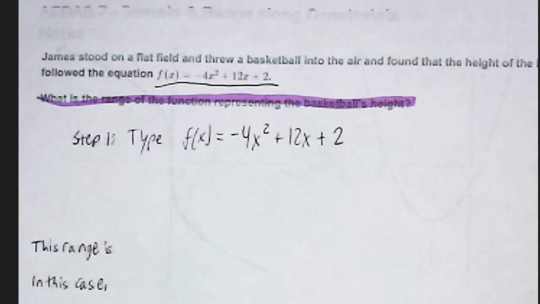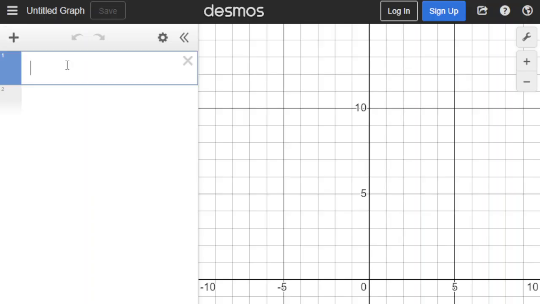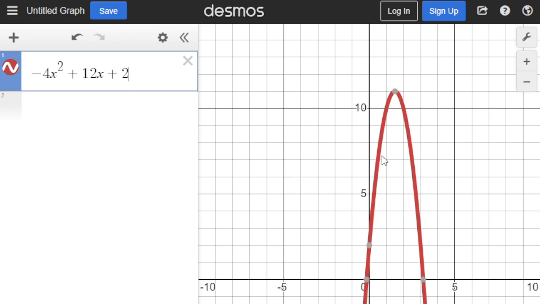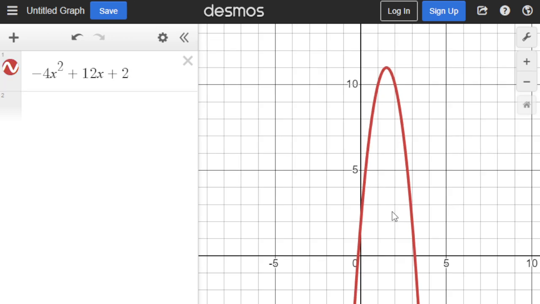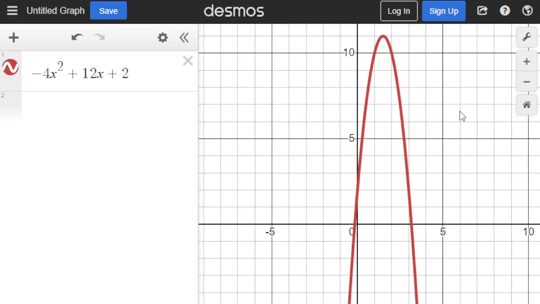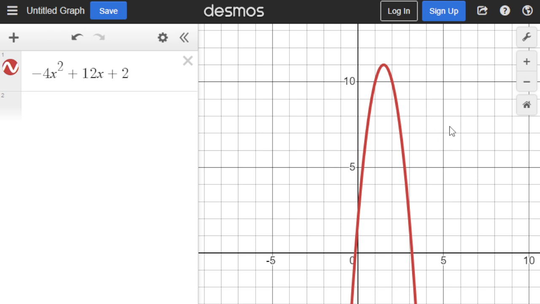So I'm going to show my Desmos real quick. We're going to type in negative 4x squared plus 12x plus 2. And we get this nice parabola shape. Alright? So note that we're trying to find the range. The range is the y values.